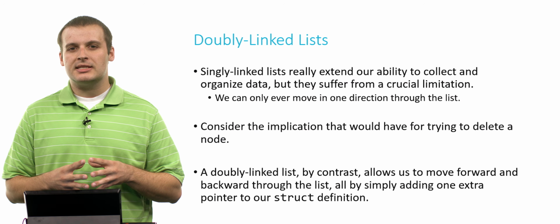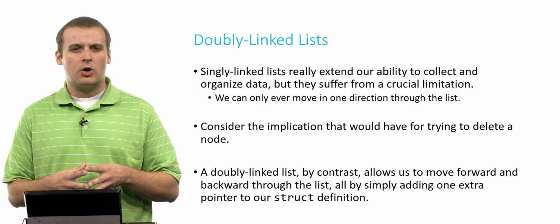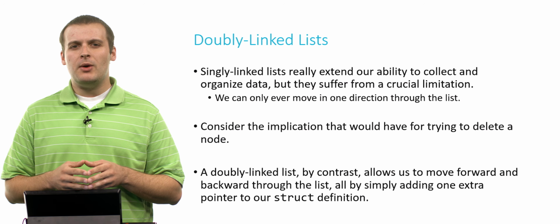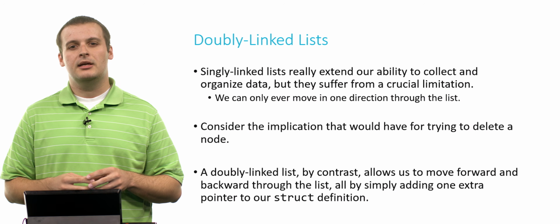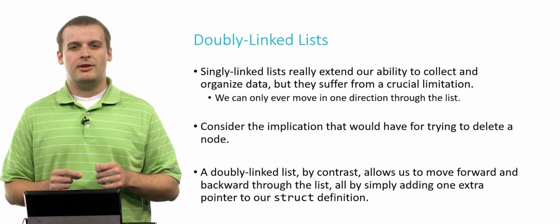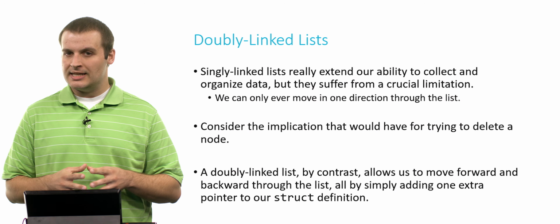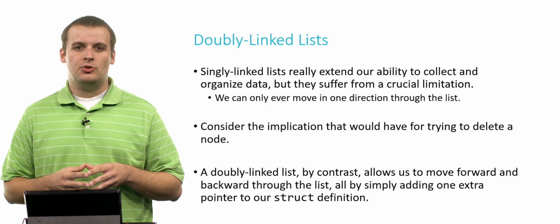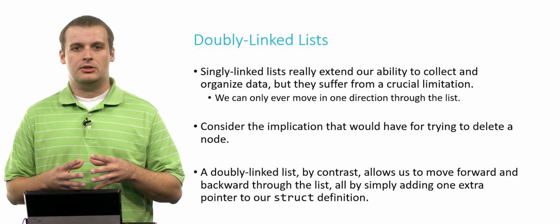So if you find yourself in a situation where you're trying to delete single elements from the list, or it's going to be required that you'll be deleting single elements from the list, you might want to consider using a doubly linked list instead of a singly linked list, because doubly linked lists allow you to move both forwards and backwards through the list instead of just forwards through the list, just by adding one extra element to our structure definition for the doubly linked list node.